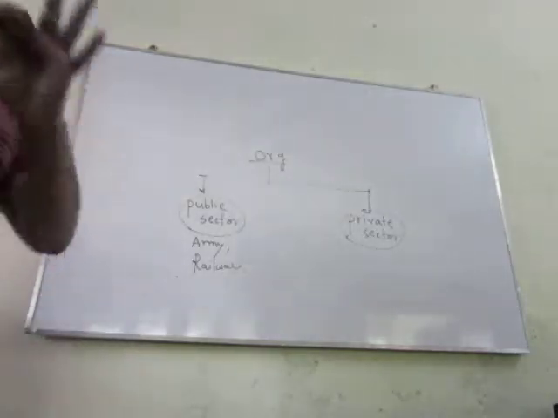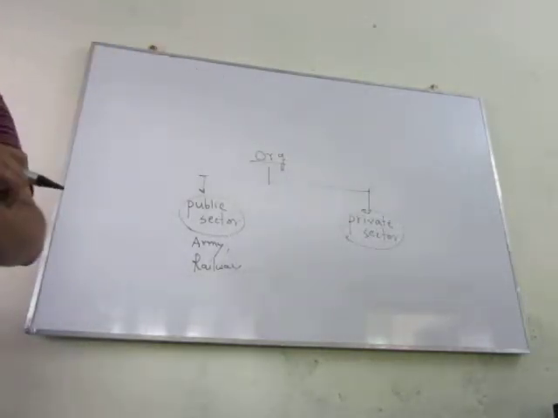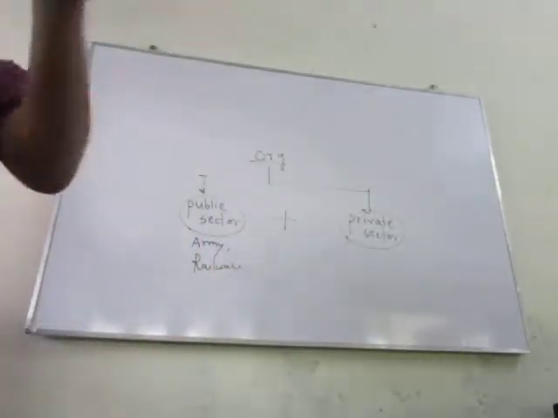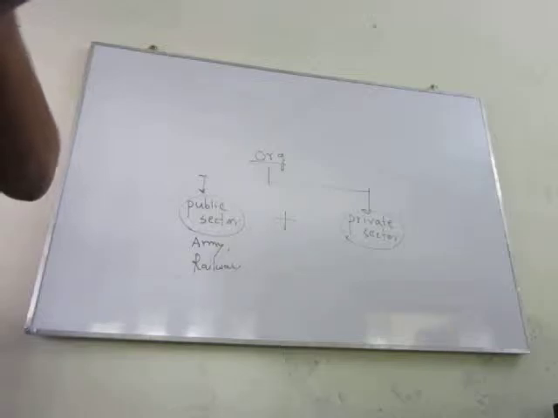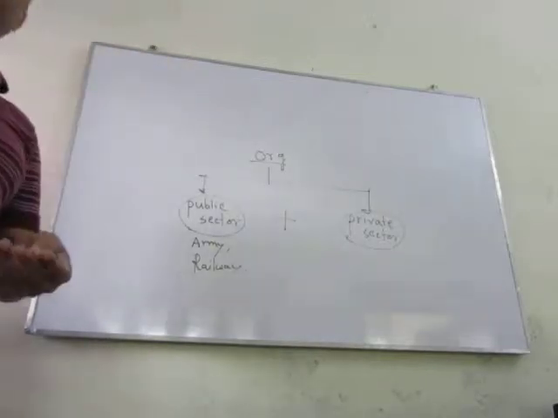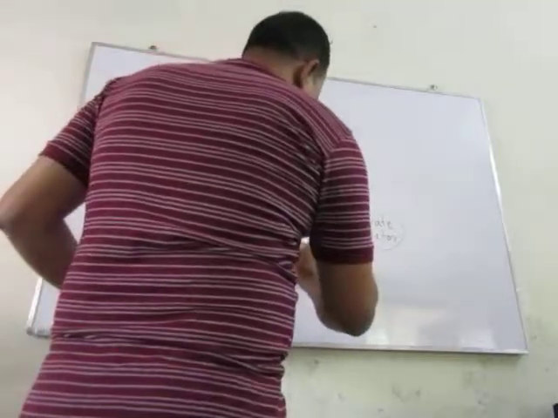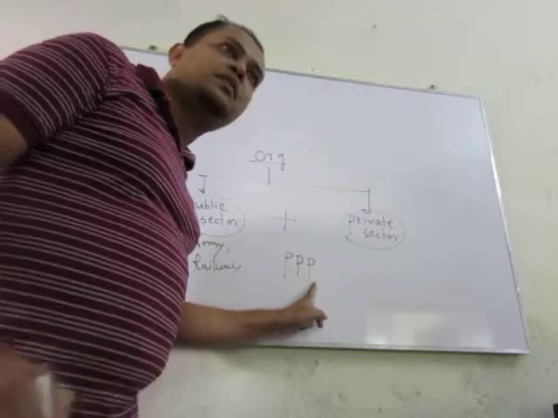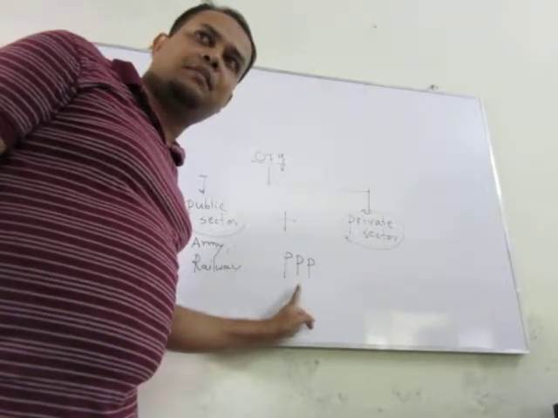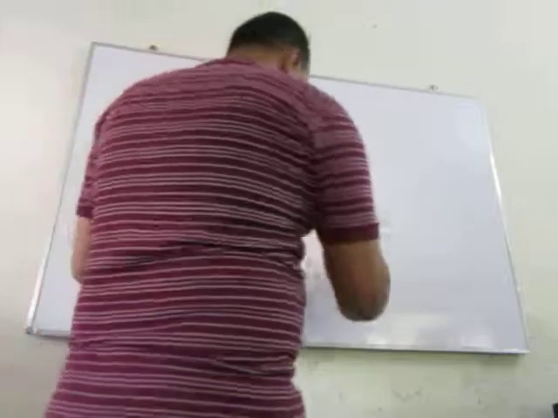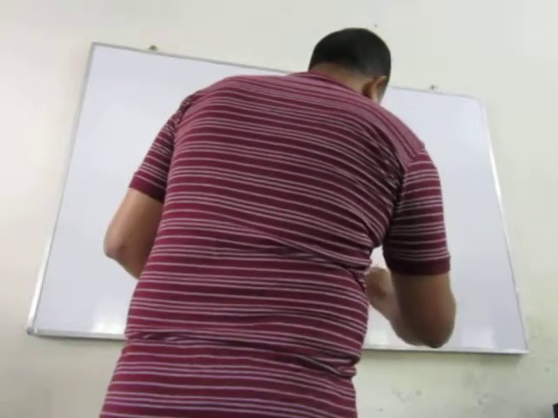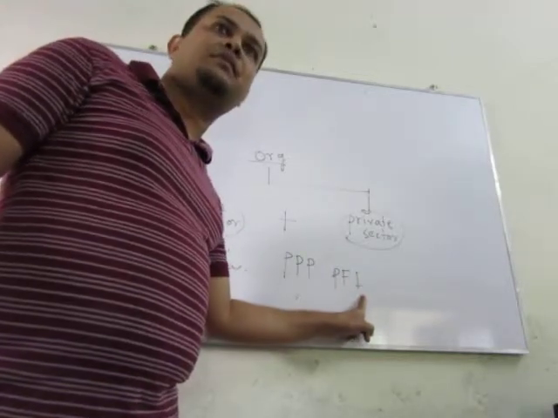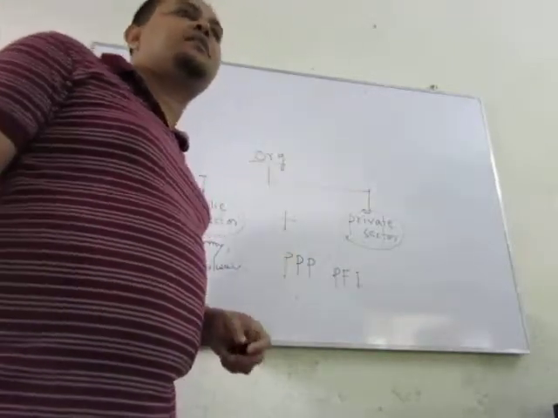Now the thing is, in some specific circumstances, these two types of organization, public and private, can be amalgamated together. And then they build up a new kind of organization, which is called PPP, Public-Private Partnership, or PFI, Private Finance Initiative. You have to remember these names.